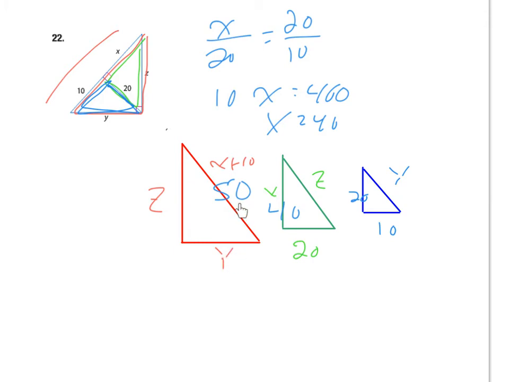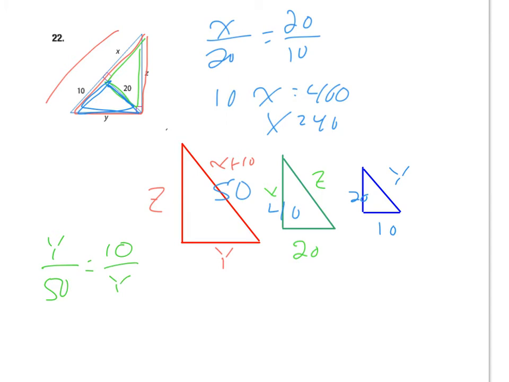Y is to 50 as 10 is to y. So I'll write that down here in green. Y is to 50. Whoop. Sorry. Y is not equal to 50. Y is to 50 as 10 is to y.